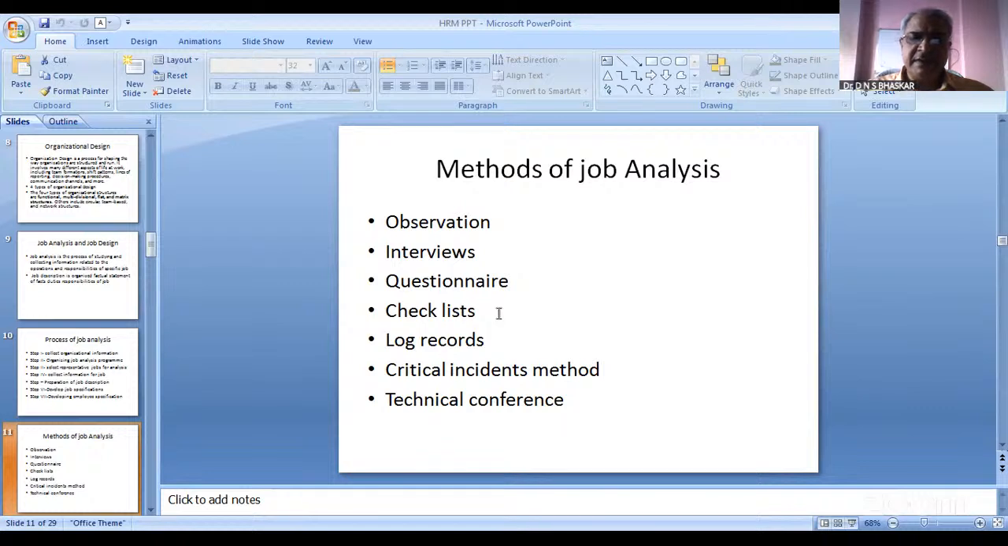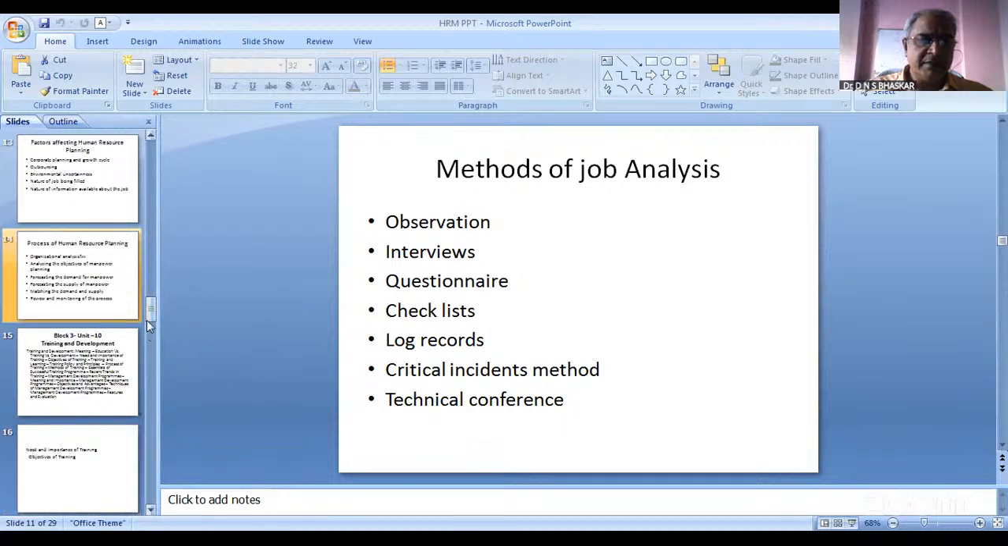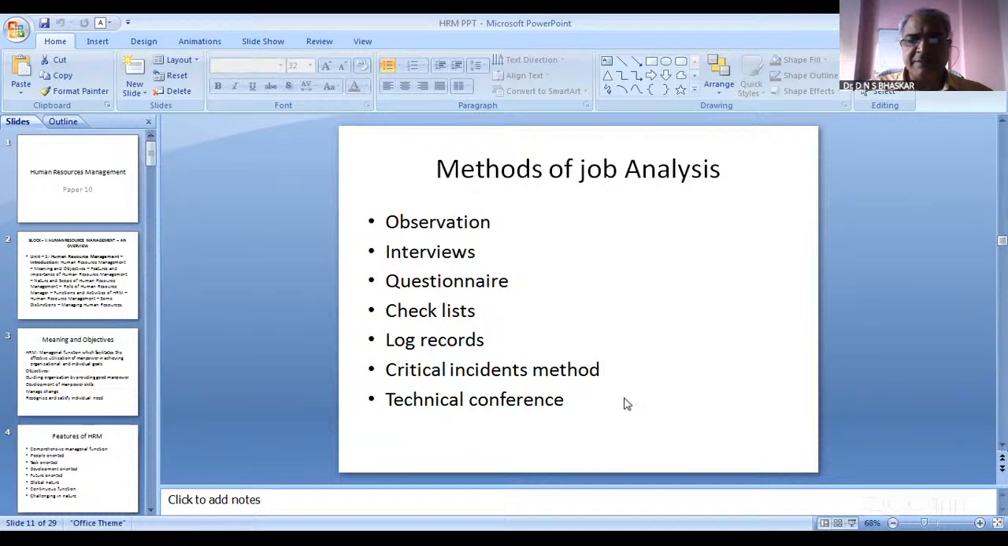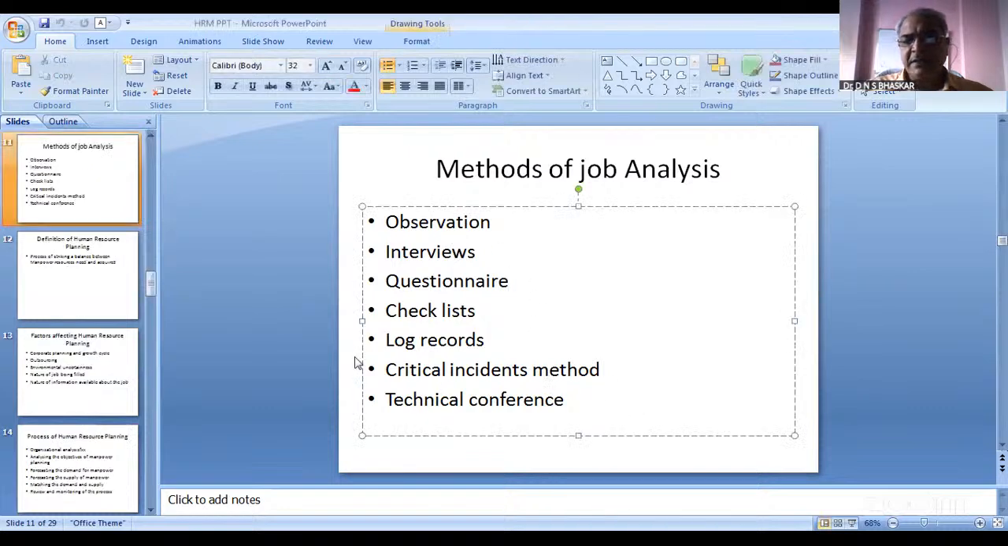Then, second one is the interviewing method. While carrying out the job, you will interact with the employee and ask various questions, whether directly or indirectly, and you will try to understand what various jobs he is performing, skills he is using, and so on. Then questionnaire method is another one.